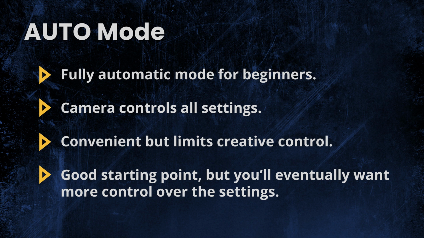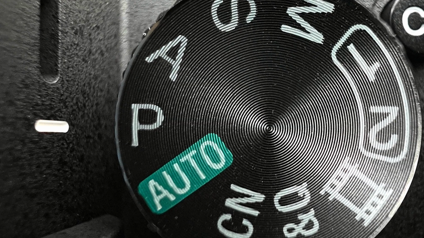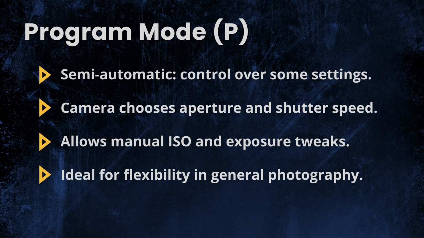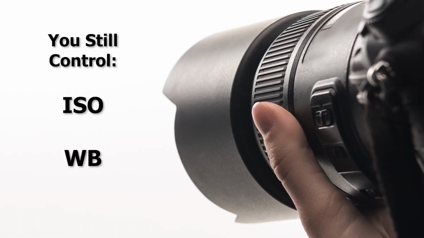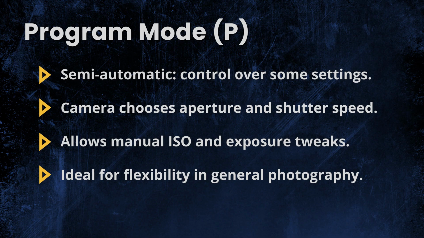Next up is program mode, or P mode. And this is what we call a semi-automatic mode. In program mode, the camera still chooses the aperture and shutter speed for you, just like in auto, but the difference is that you have control over some other settings like ISO, white balance, and exposure compensation. Now, program mode is good for general photography when you want more flexibility than auto, but without going full manual.